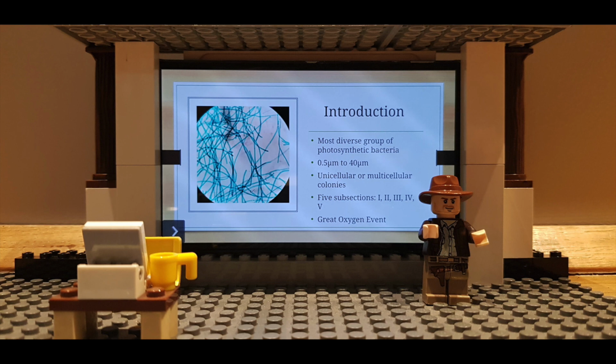There are 3 general shapes of cyanobacteria that are most frequently observed. These are spherical, rod, and spiral.